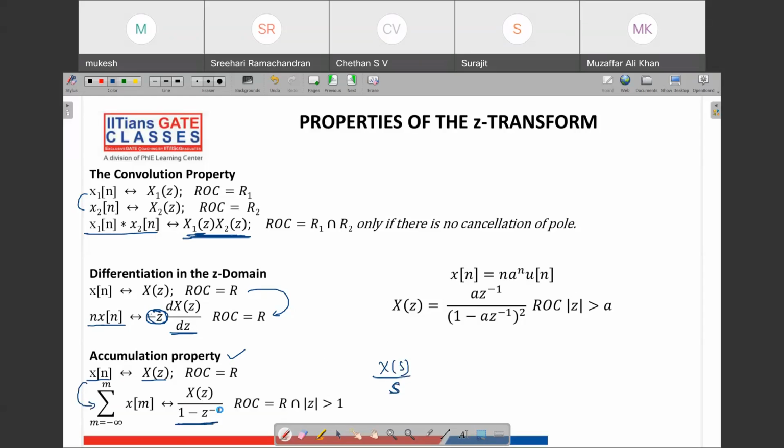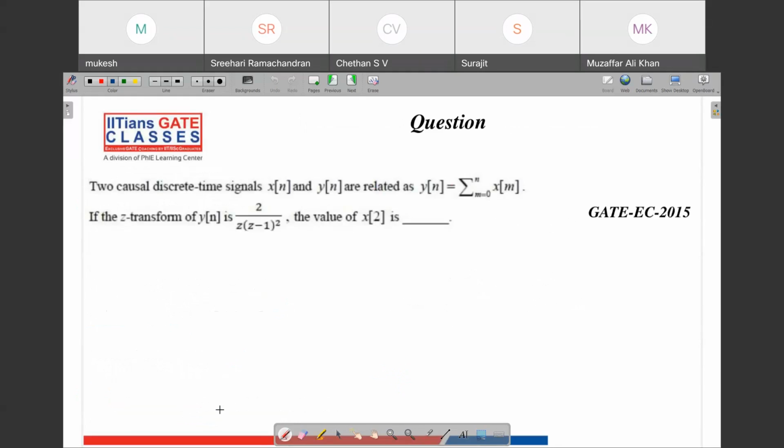Let me go to the next slide. I have taken this problem from GATE. Let's say you have this discrete time signal x of n and y of n, and they are related by this formula. Now the Z transform of y of n is this. Then what is the value of x of 2? To find the value of x of 2, we need to find x of n first. To find x of n, you need to know x of z, because everything here is in the Z domain as of now.